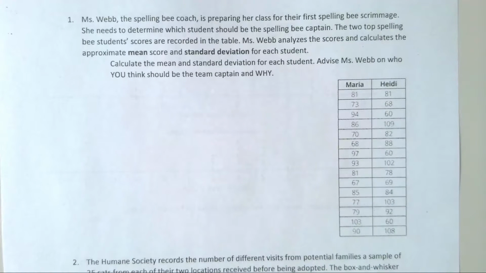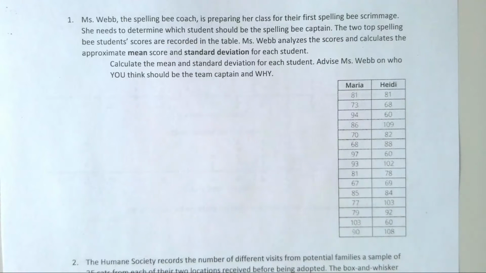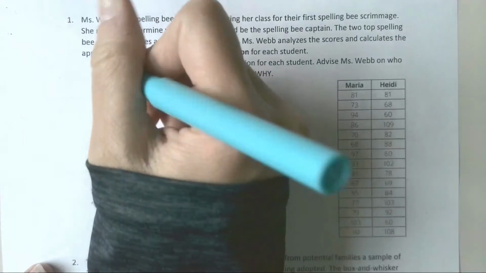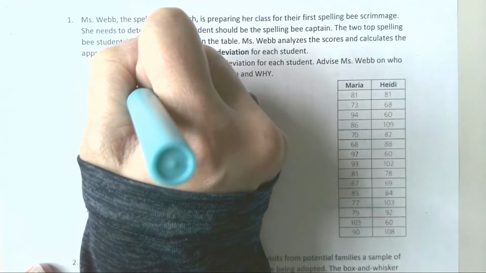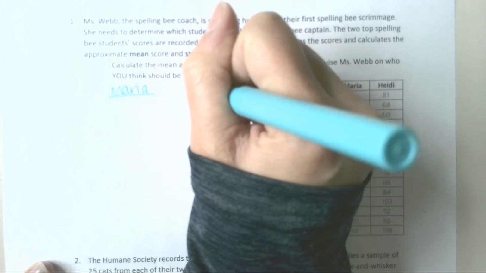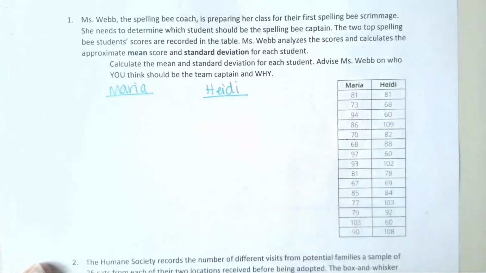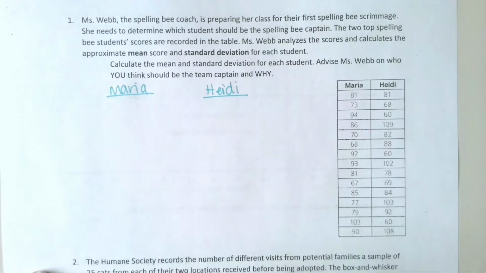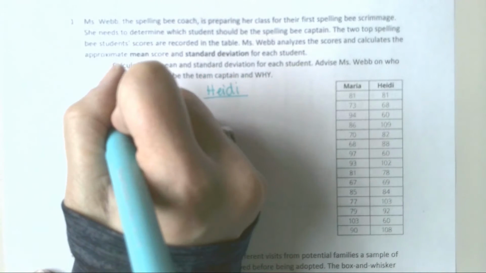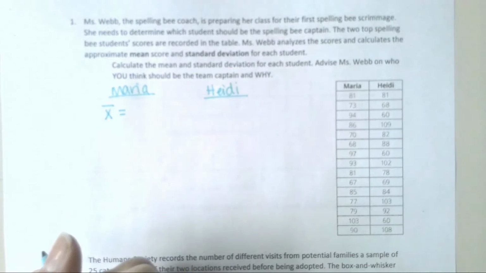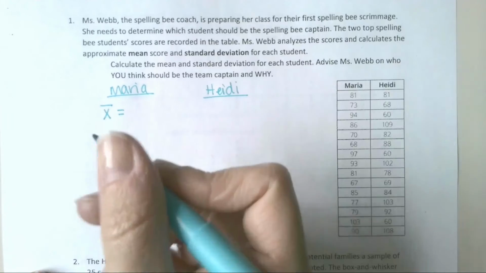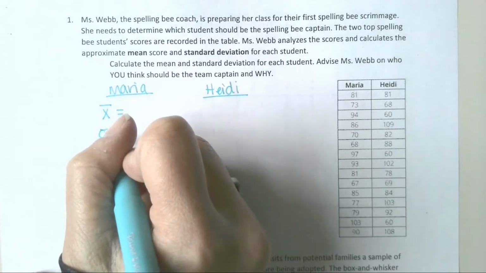Now we need to calculate the mean and standard deviation for each student and advise Miss Webb on who we think should be the team captain and why. So we are going to need to calculate two sets, one for Maria and one for Heidi. So I'm just going to label those to start off with. And for each of them, we're looking for the mean, which I'm going to write as this X bar, which is how it shows up in the calculator, and then the standard deviation, which is that ponytail X.